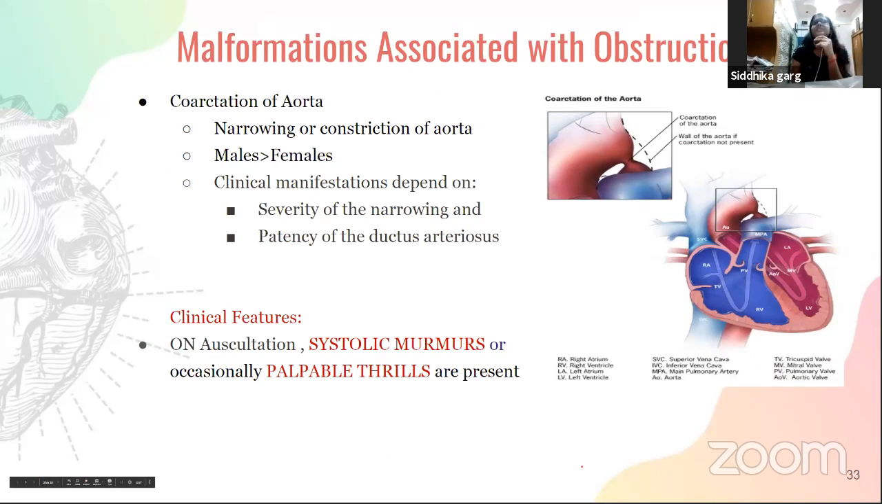Now, malformations associated with obstruction. We have coarctation of the aorta, which means narrowing or constriction of the aorta. You can see the narrowing shown in the diagram. Males are affected more than females. Clinical manifestations depend on the severity of the narrowing and patency of the ductus arteriosus. Systolic murmurs or occasional palpable thrills are present on auscultation in this condition.